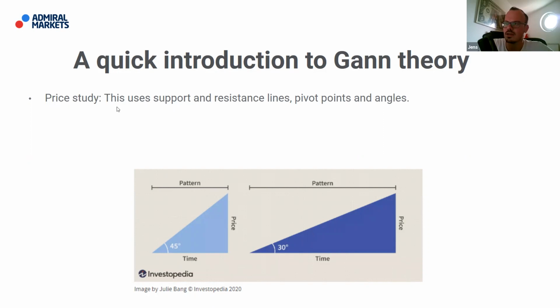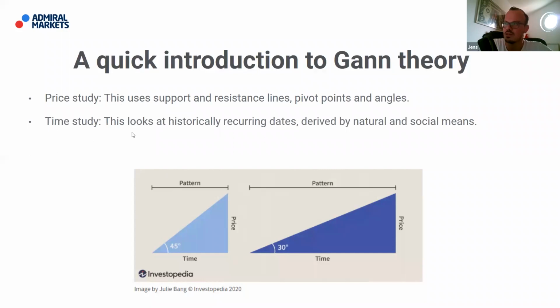The price study includes the usage of support and resistance lines, pivot points, and angles. Then we have the time study. This looks at historical recurring dates derived by natural and social means. So he's also taking into account the psychological aspect when it comes to trading, using a chart as a picture of how the market feels right now.